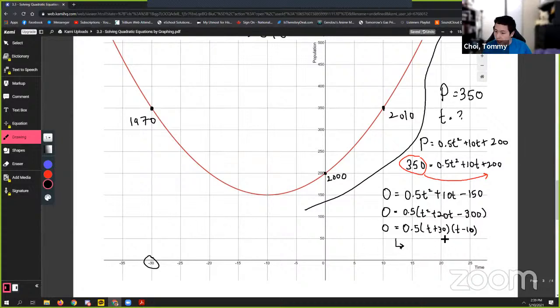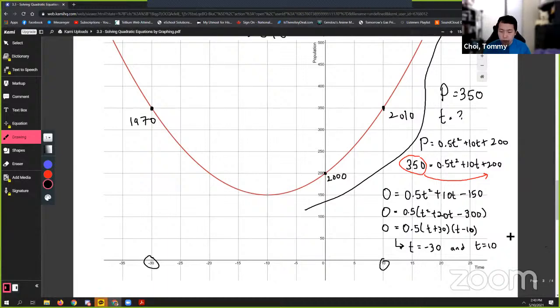And what does that give us? Setting each bracket equal to 0, we get t equals negative 30 and t equals 10. Now in this situation, we're allowed to have a negative answer because it represents years, not seconds or minutes or hours. And is that the same answer as the graph? Yes, it's 10 and negative 30. See that? So regardless, if you don't have a graph, you can still solve it algebraically. This is the practice that I would like you to have. So I want you to get comfortable with practicing this.